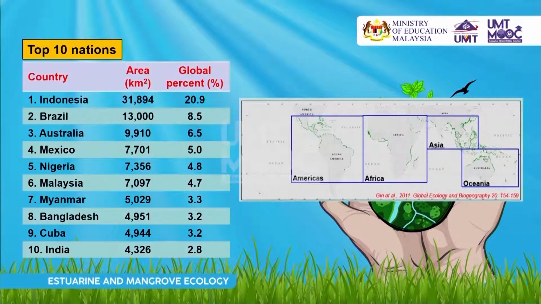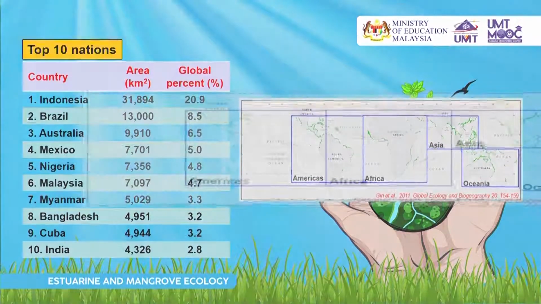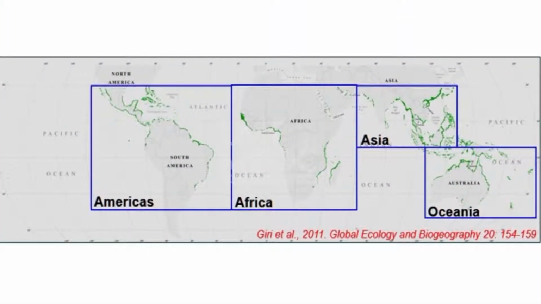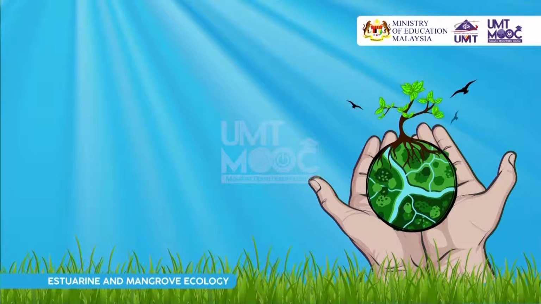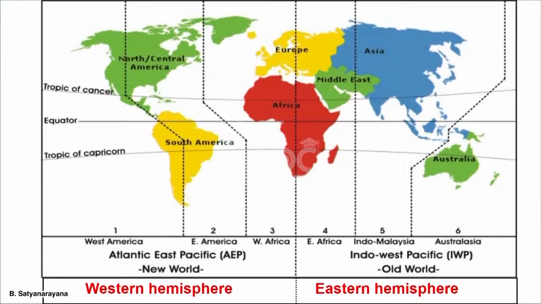From the Americas, Brazil, Mexico, and Cuba are supporting nearly 17%. Australia, which belongs to the geographic region of Oceania, and Nigeria in Africa are next in the order with 6.5 and 4.8% contributions respectively. The global mangrove distribution can be separated into western and eastern hemispheres.